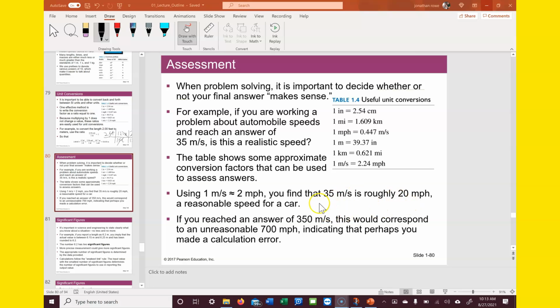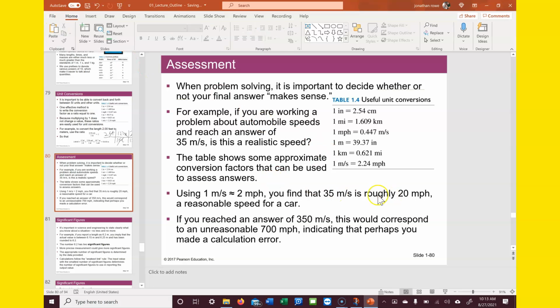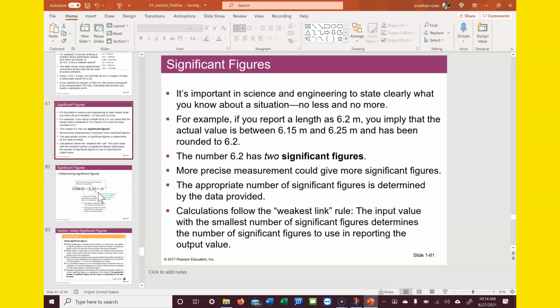I am noticing, now that I'm looking at it, that there is an error in this slide. There is definitely an error here. If 1 meter per second is 2 miles per hour, then every time you have a meter per second, you would have 2 miles per hour. So 35 meters per second wouldn't be roughly 20 miles per hour. It would be roughly 70 miles per hour. So I don't know if I can edit this presentation or not. Okay, I was able to figure out how to edit it, so it should be right from now on.